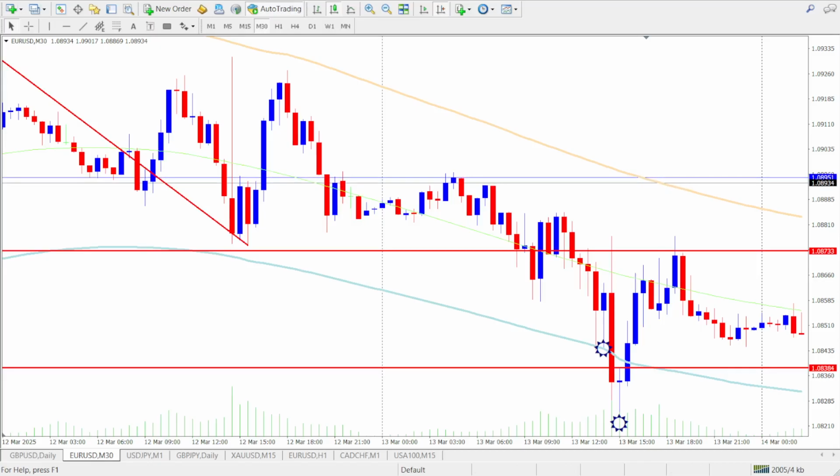All right, and that is a wrap. The target bands indicator is an amazing tool for identifying trend reversals and trade setups. But remember, no indicator is perfect, so always use it alongside other trading strategies for the best results.